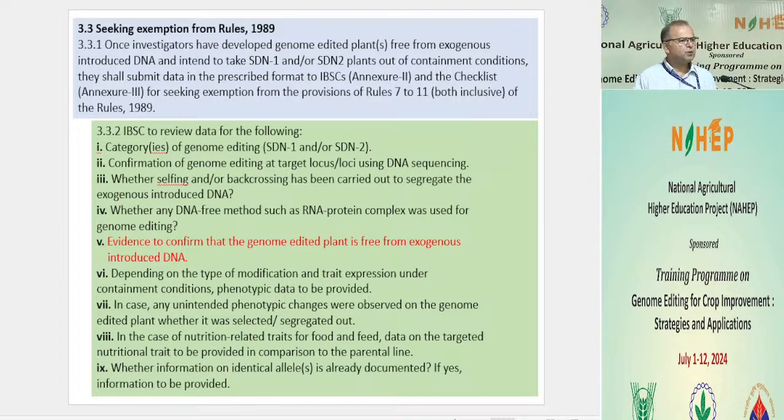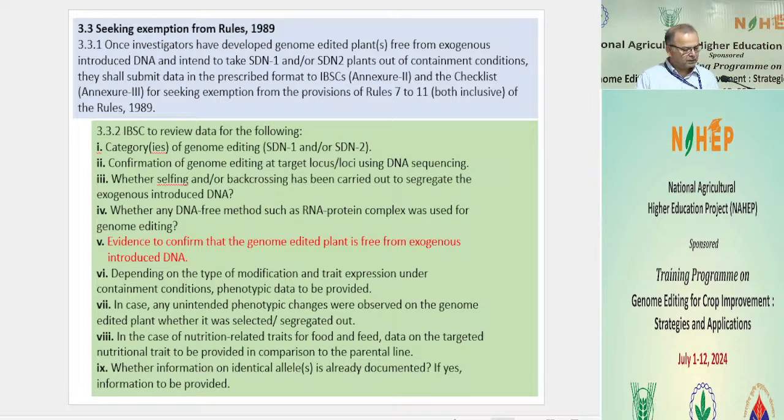In case of nutrition related modification, you have to compare with the non-edited version. Suppose you have done some genome editing to increase the iron content in the seed. You have to compare normal seed with this genome edited or modified seed, and then show how much advantage has come. So compare with the normal counterpart and show the advantage that has come because of this modification.